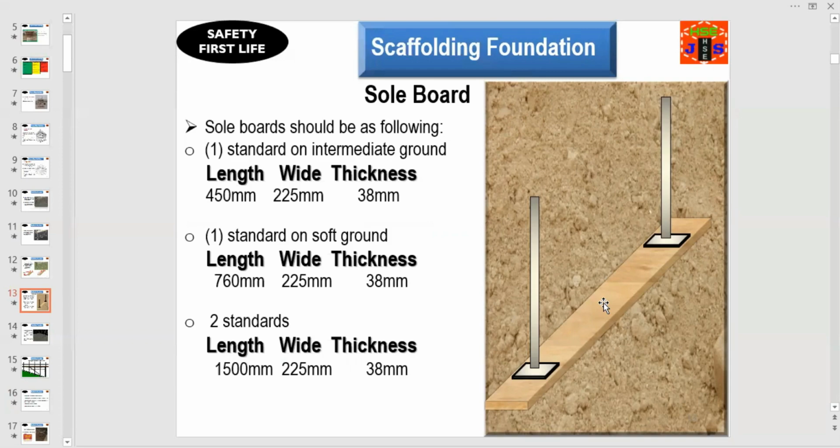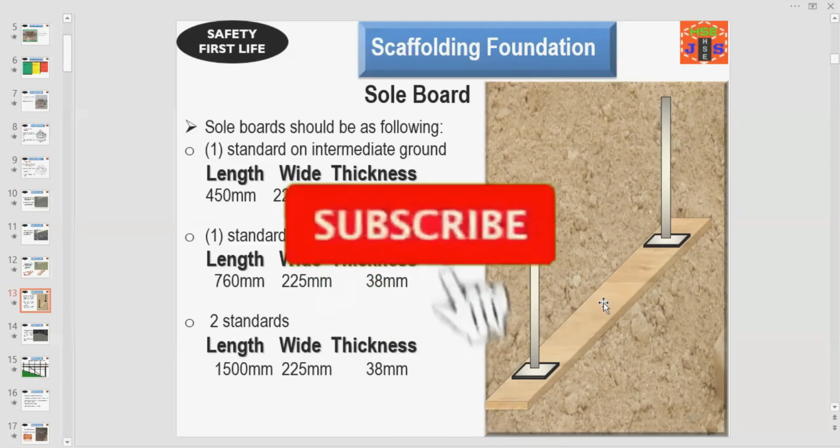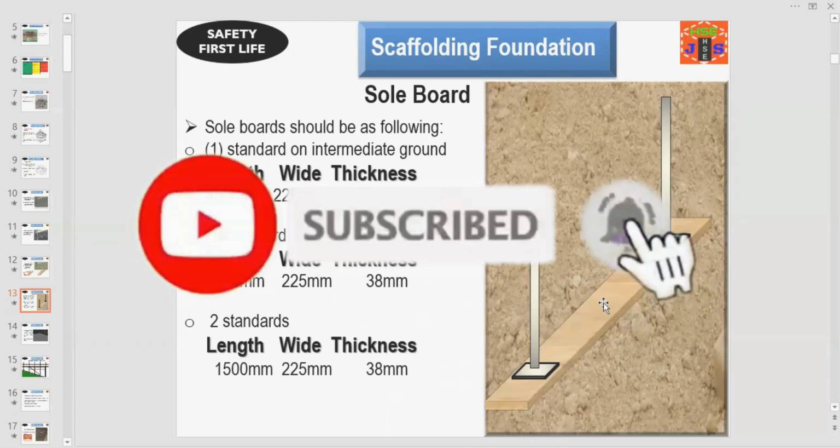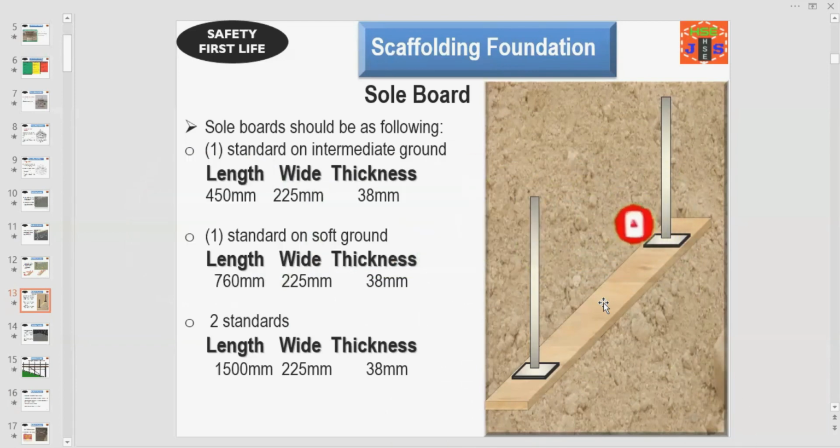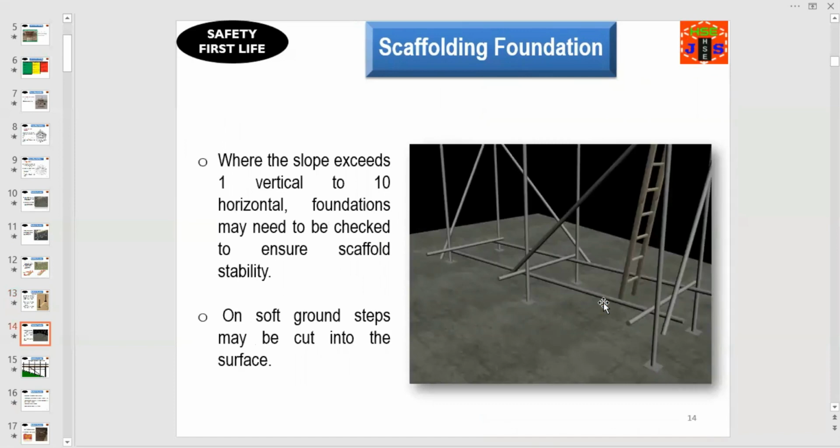You can easily imagine thickness and width is same, but length is changing in different categories: on intermediate ground, soft ground, or on the two standards, where the slope exceeds 1 vertical to 10 horizontal. Foundations may need to be checked to ensure scaffold stability. On soft ground, steps may be cut into the surface.